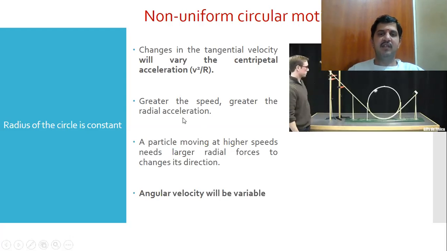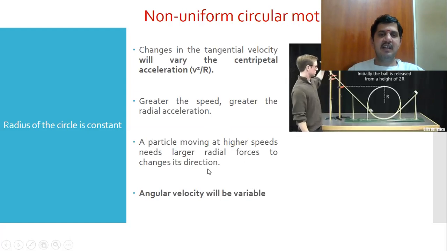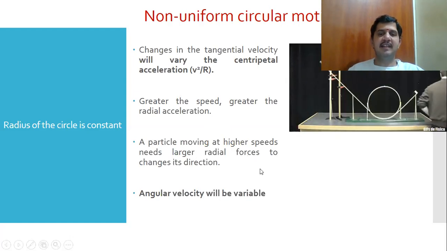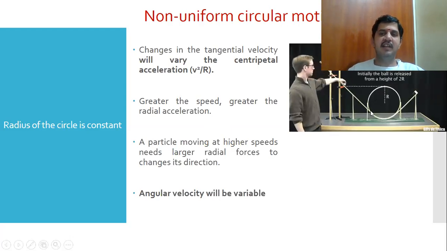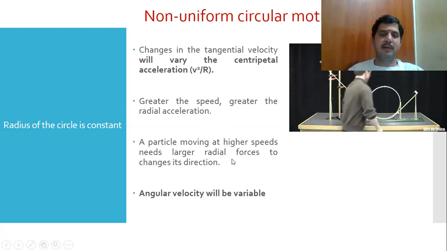Thus, greater the speed, greater the radial acceleration. A particle moving at higher speeds needs larger radial forces to change its direction. So you need to have larger radial forces in order to make a particle move around in a circle. But what you observe here is the radius is a constant, but still the particle is moving in a circular path. And also the angular velocity is a variable.